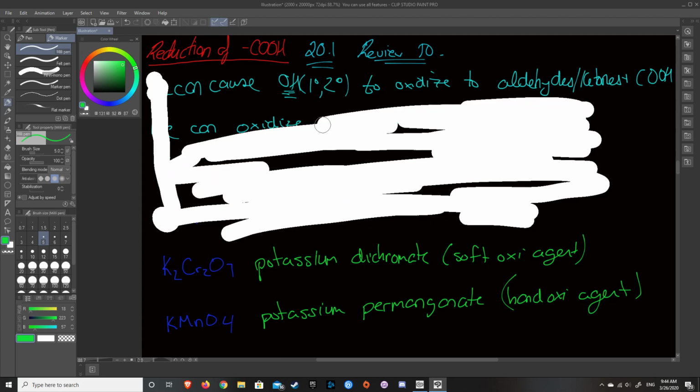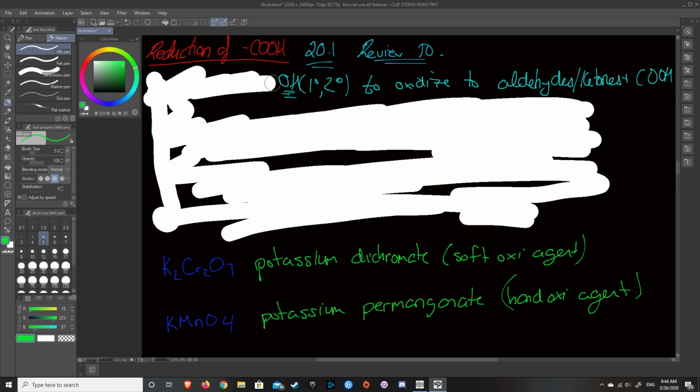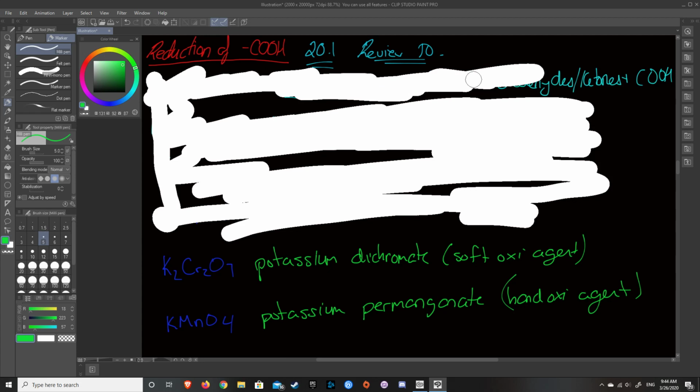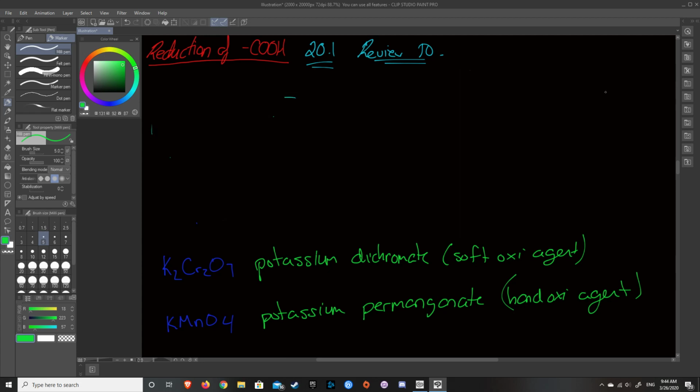So basically, the difference between a hard and a soft oxidizing agent. A hard oxidizing agent is going to work right to the final product immediately. So if we take a primary alcohol, RCH2OH, and we mix in KMnO4, you're going to get right to the carboxylic acid, RCOOH. So right to the carboxylic acid in one step, and there's not going to be any aldehyde intermediate or anything. We're just going to get the final product.